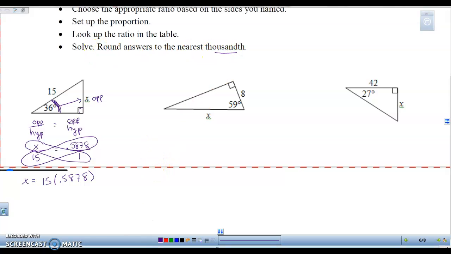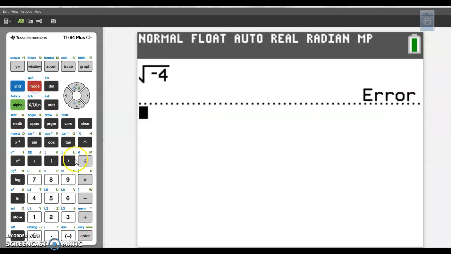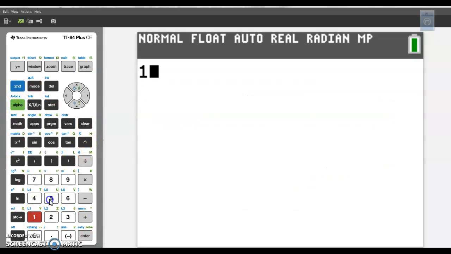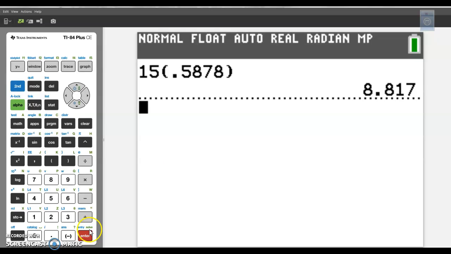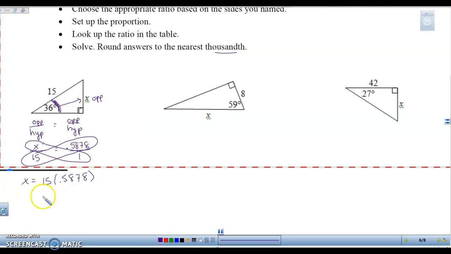So I grab my calculator, and I do 15 times 0.5878. Enter. So it's 8.817 is my answer. So x is going to equal 8.817. That's this side right here is 8.817. All right, let's take a look at the next one.